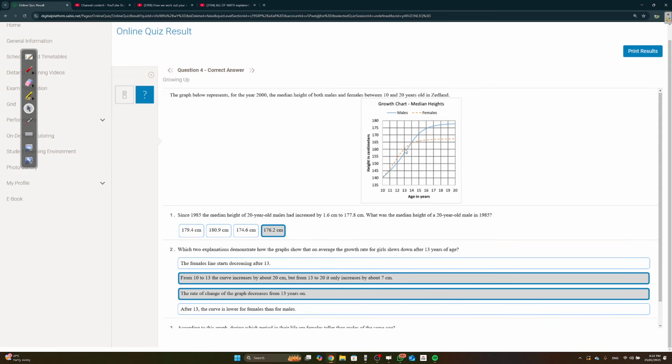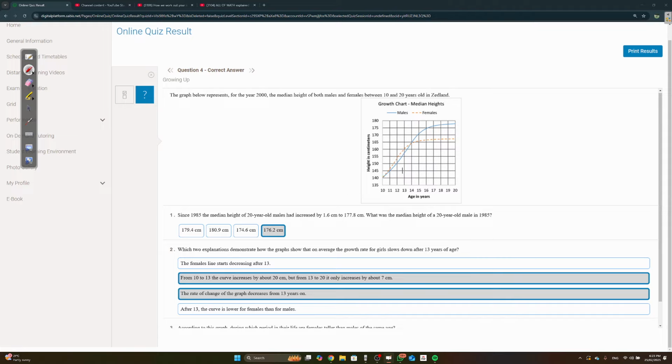Let's take a look. For girls, for females, after 13. From 10 to 13, the curve increased by about 20. But from 13 to 20, it increases by 7. So as you can see, obviously, guys, you're growing taller, right? But they're saying, why does it slow down? Let's take a look at the graph.